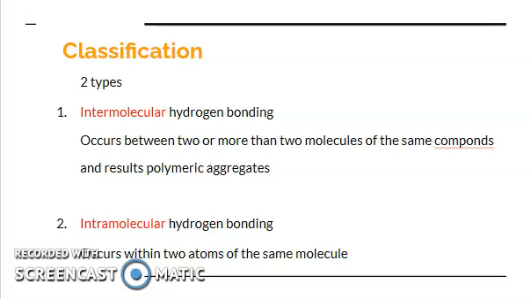This hydrogen bonding is classified into two types: intermolecular hydrogen bonding and intramolecular hydrogen bonding. The first one is intermolecular hydrogen bonding, where it occurs between two or more molecules of the compounds, and this results in polymeric aggregates. Whereas intramolecular hydrogen bonding occurs within two atoms of the same molecule. Intermolecular between the molecules, intramolecular within the molecule.